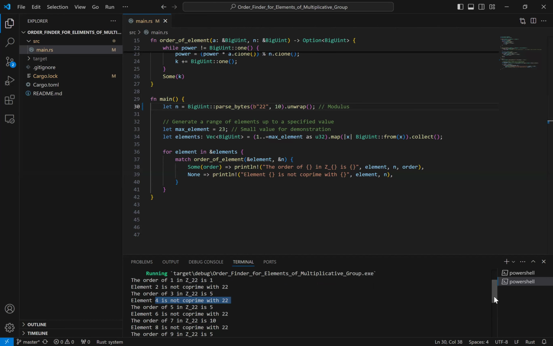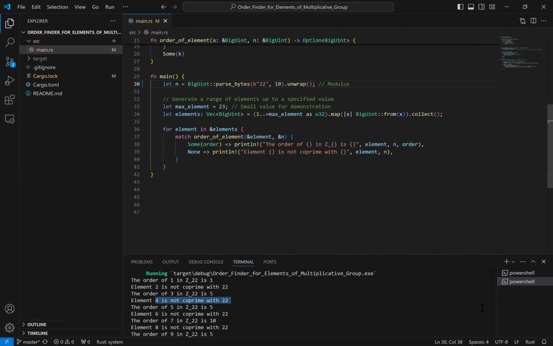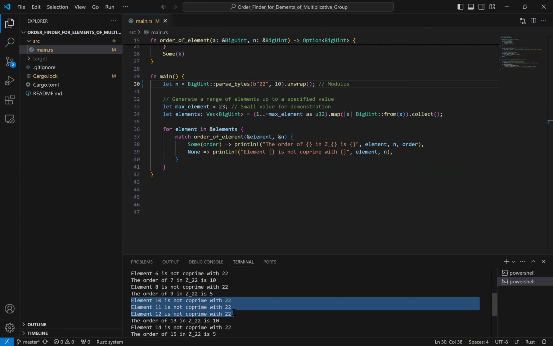Of course, as I said, you can also customize this code so that it just gives you the order of the element you want. If you want the order of 10, just give it 10 and 22, which is the mod. Then it gives you the order of 10. But I wanted it to give me the order of every element, and also to tell me what elements are members of this group. So you can see 10 is not a member of this group. 11 is not a member of this group. 12 is not a member of this group because they are not co-prime to 22. So it cannot find their orders.